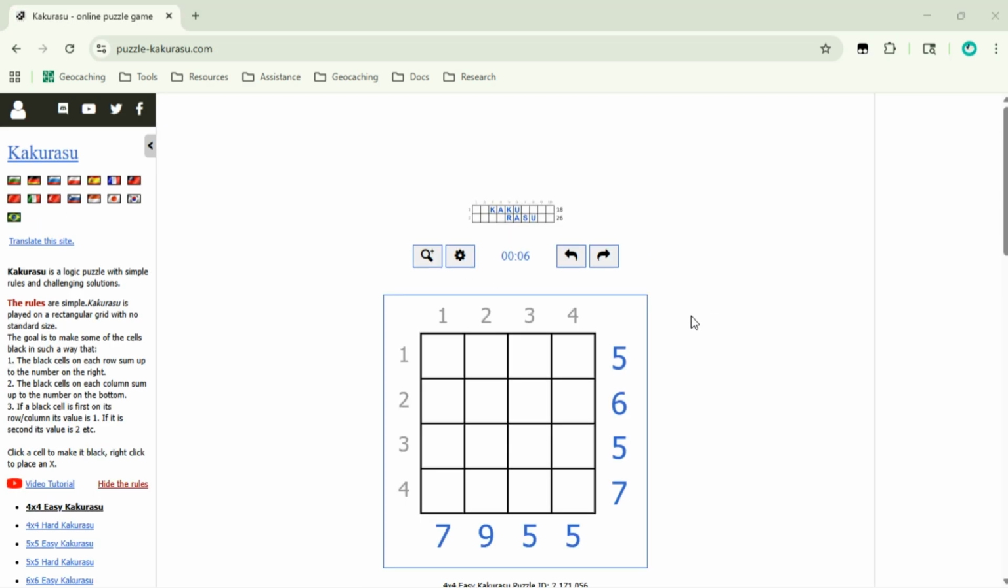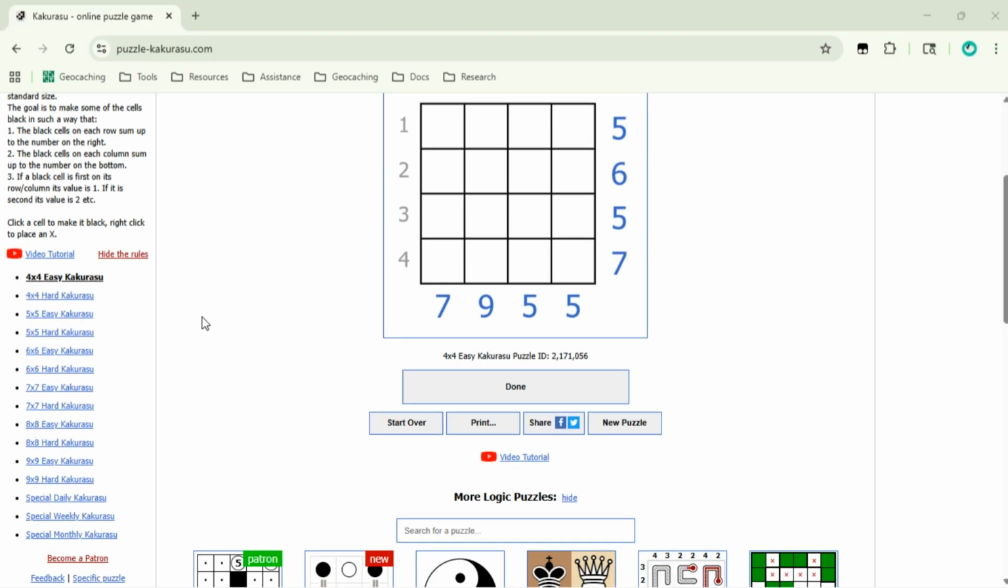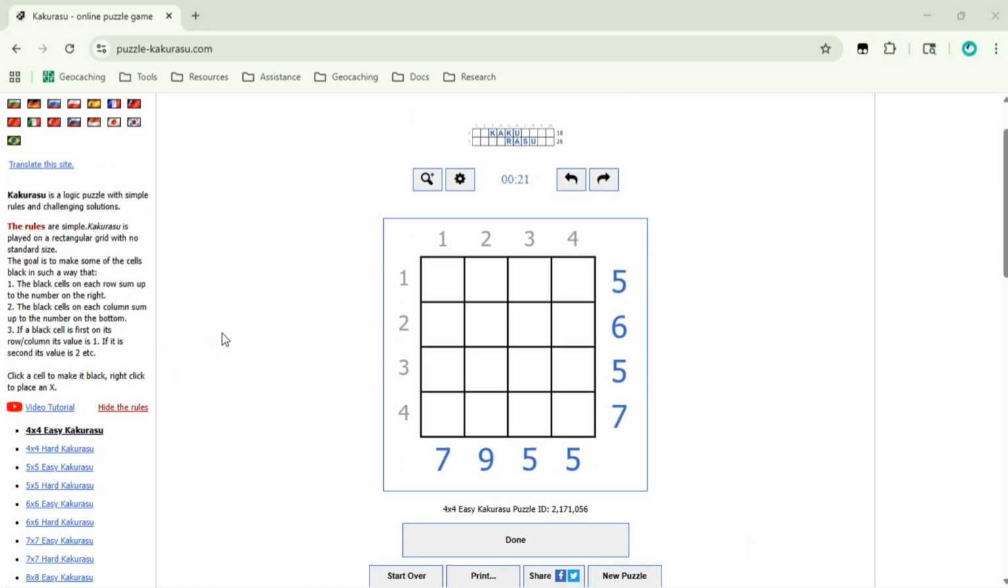This one is Kakurasu. I've also seen this used in several geocaching puzzles because again it involves numbers. So that makes it popular to use with geocaching puzzles. Again, I'm using a small one. They go all the way to 9x9, which are much harder to do.